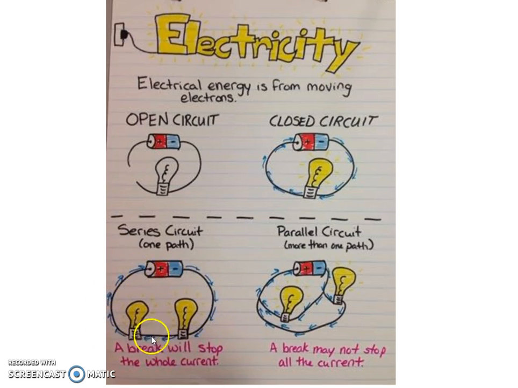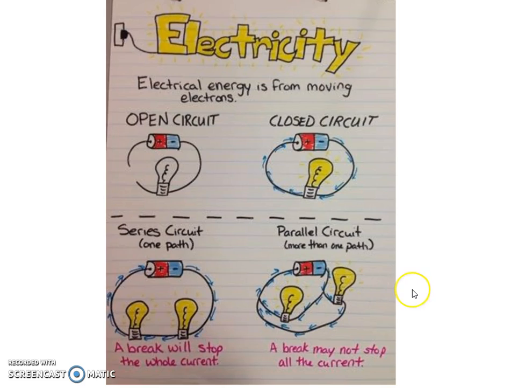You can also see that we have 2 bulbs here. You may need a little extra power source in order to have enough electrons and enough voltage to get both of them to work. Notice it also says a break will stop the whole current. So no matter where we cut in this circuit, it could be here, here, here, anywhere that we cut will make a gap so the electrons will not be able to flow.